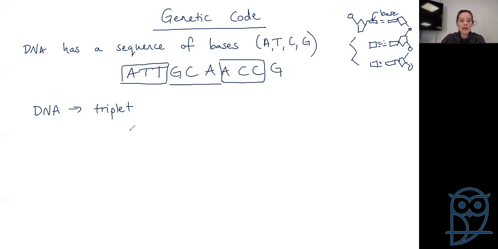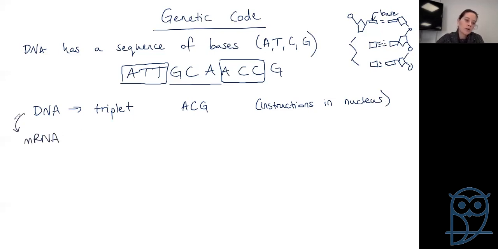So in DNA, we have our triplet. Let's say, for example, we have A, C, G. Now, remember this DNA, this is your instructions in your nucleus. But when we want to actually turn this into a protein, that's happening in the cytoplasm. So we need to get these instructions out. That's where our mRNA comes in. So here we have the process of transcription.